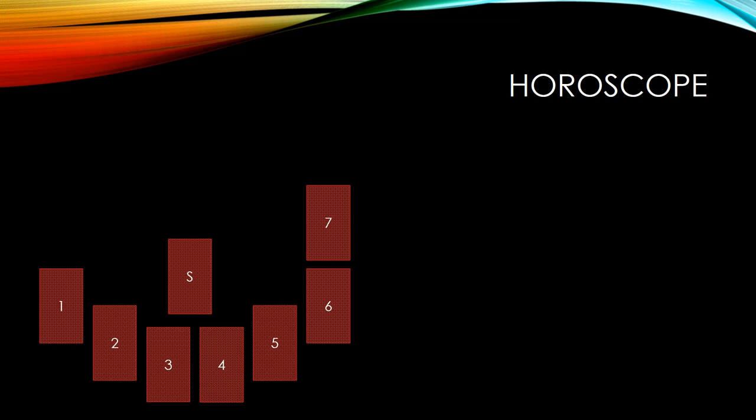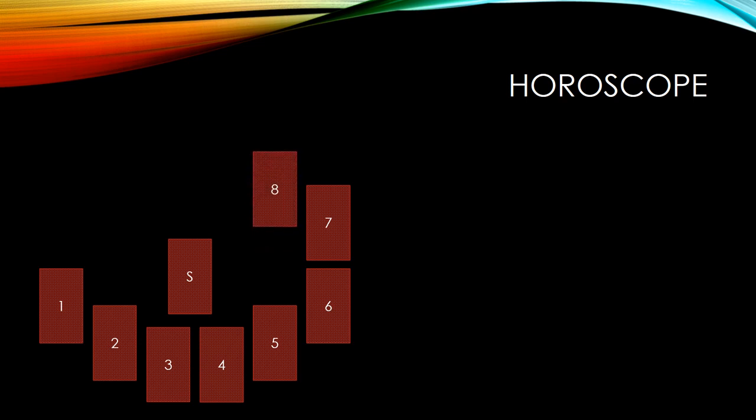Card number 7 is Libra. It's how they balance their partnerships. How do they work as members of a two-part team? This can be their personal relationships, or it can be how they're talking to their boss, or how they're talking to their subordinates, or how they're talking to their peers. But it's all about them and one other person.